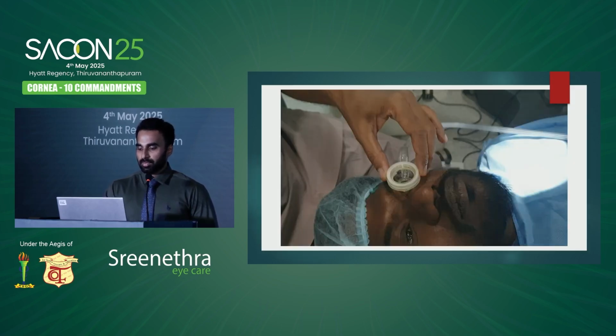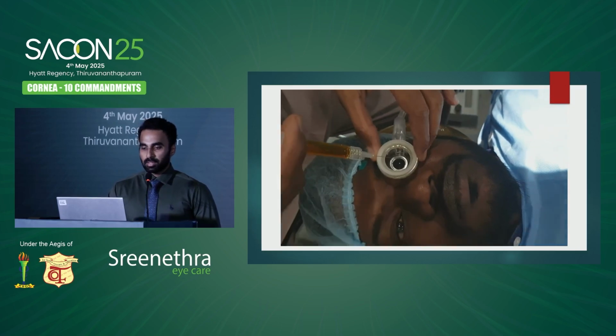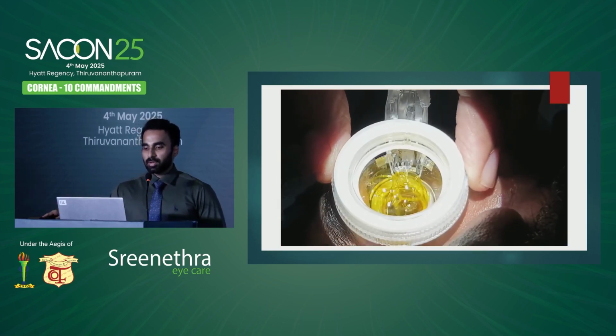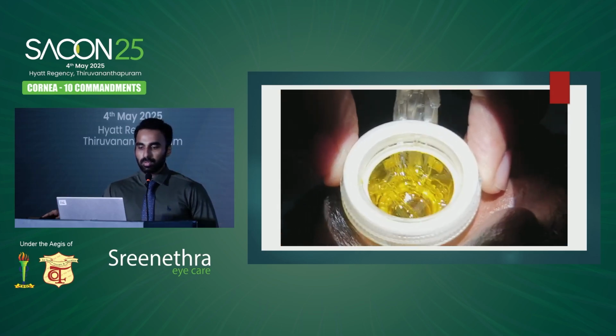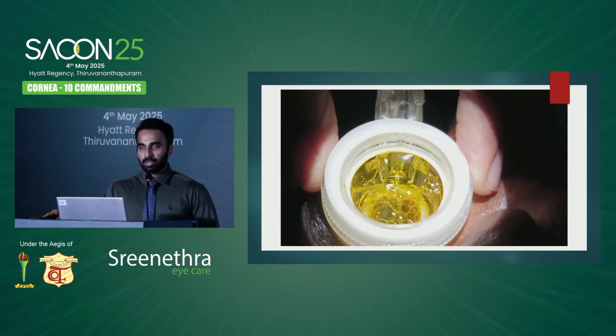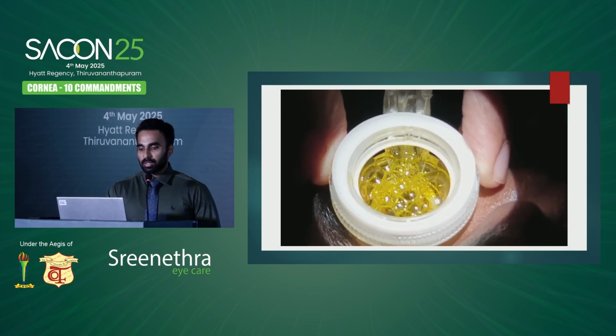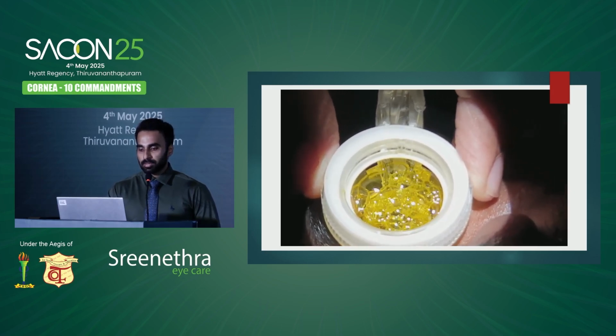So this is the video of the same here. As you can see, this is the Flax cone. Filling it up with 0.1% riboflavin, and you supplement oxygen through the tube. And you can see here that the riboflavin starts to bubble out. So as it's bubbling out, we can place a sterile drape over this.